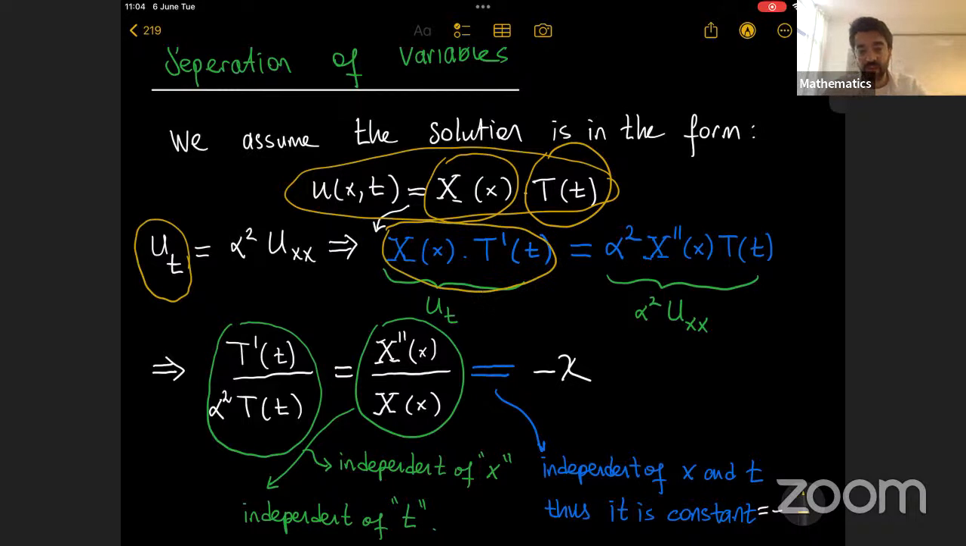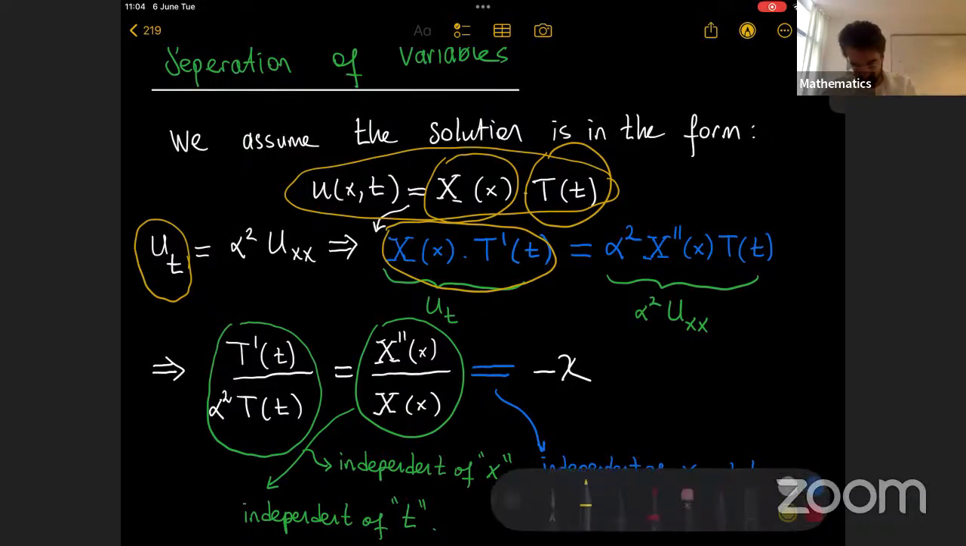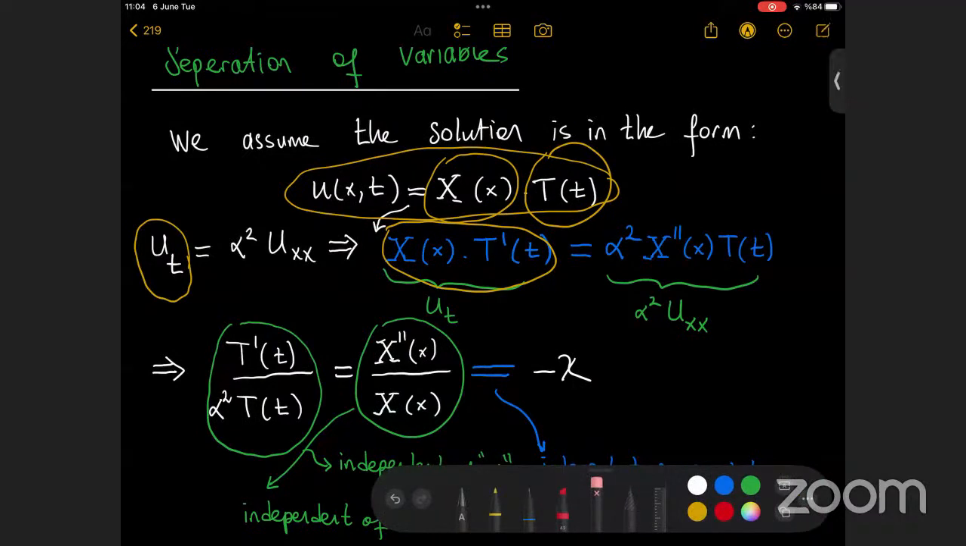The second part, we differentiate with respect to x, so t is a constant for us, and we differentiate twice with respect to x, and we get this. Okay, good.